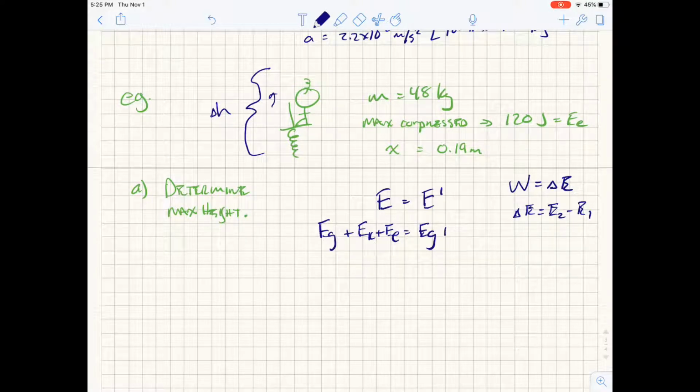So we suspect he's going to have Eg. At maximum height, he's not going to have any Ek, as the velocity vector changes from pointing upwards to pointing downwards. Just like in projectile motion, at maximum height the velocity will be 0. We also expect that the Ee will be 0 at the top. Initially, we have all elastic potential energy. That spring is locked and ready to fire, and we want to convert all that energy into Eg.